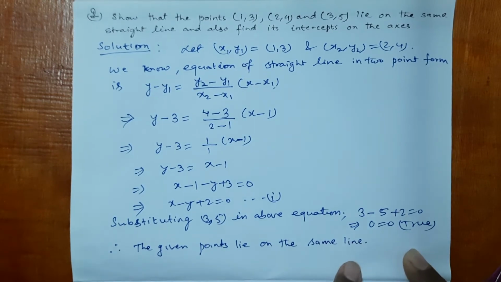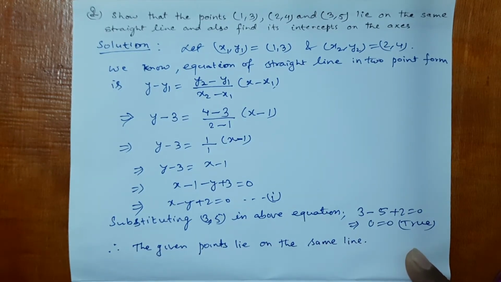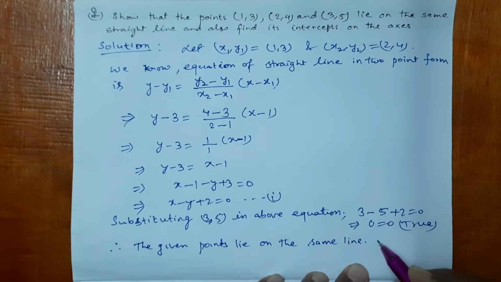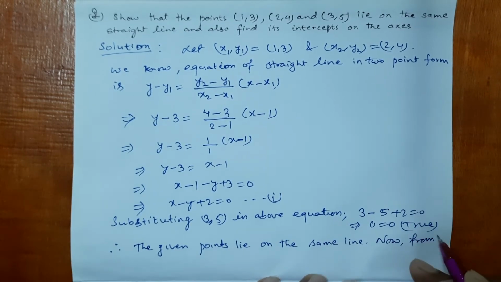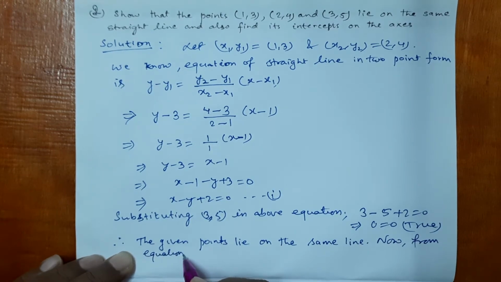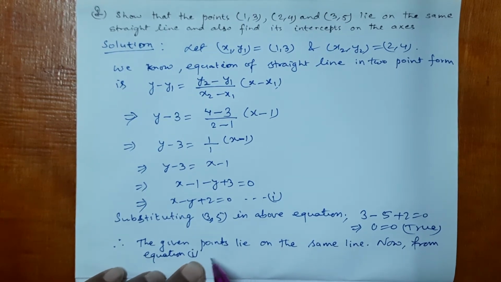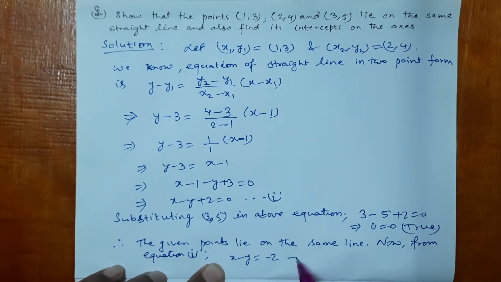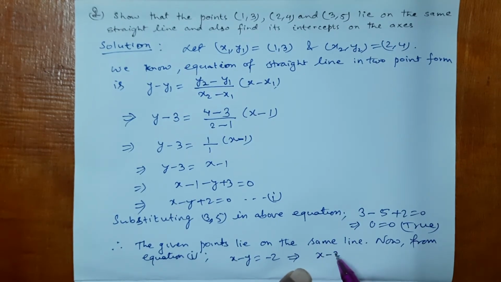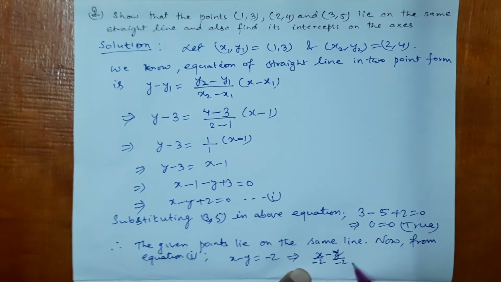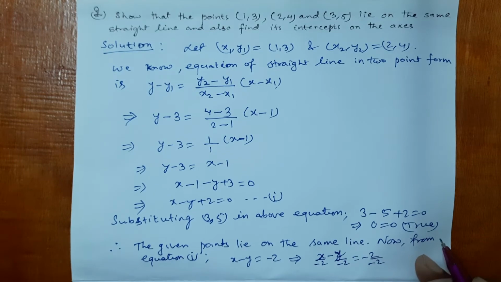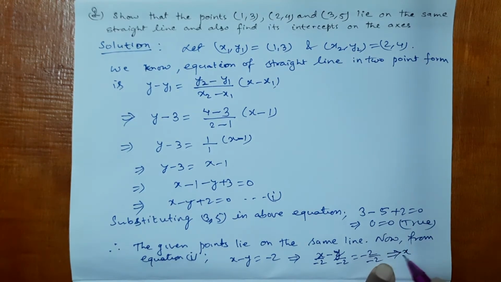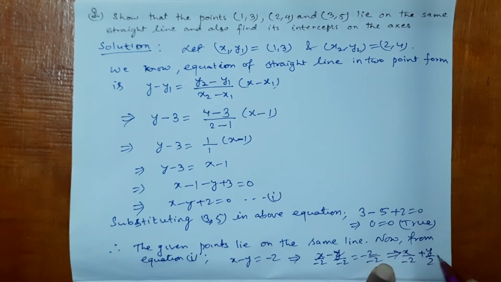Now, to find the intercepts on the axis, we'll change this equation into double intercept form. Now from equation 1, what we can write is x minus y equals minus 2. Dividing both sides by minus 2: x minus y, and here minus 2 divided by minus 2. Okay, and this implies x over minus 2 plus y over 2 equals 1.